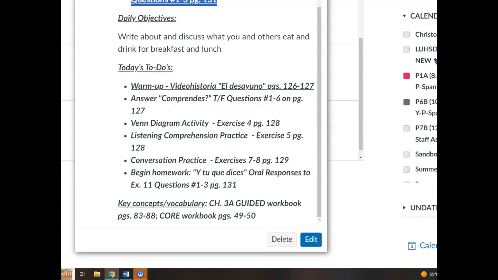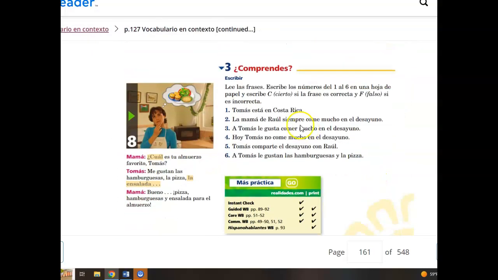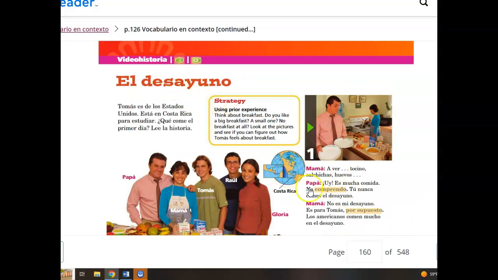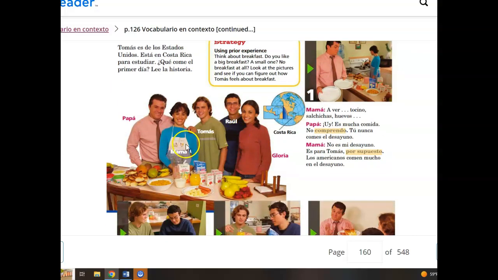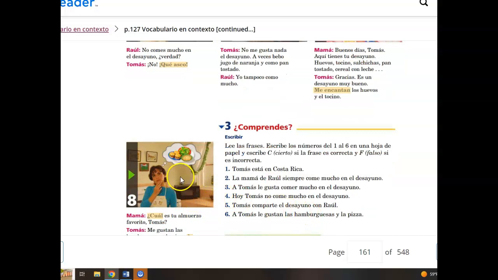We're going to start with your warm-up exercise 3 on page 127. These are true and false questions that pertain to the video that we're going to watch, El Desayuno. Tomás is visiting from the United States. He's visiting his aunt and uncle, sus tíos, sus primos Raúl y Gloria in Costa Rica, viven in Costa Rica. And there are some assumptions that Mama has about Tomás and his dietary habits being from the United States. So these are true and false questions that pertain to that video.